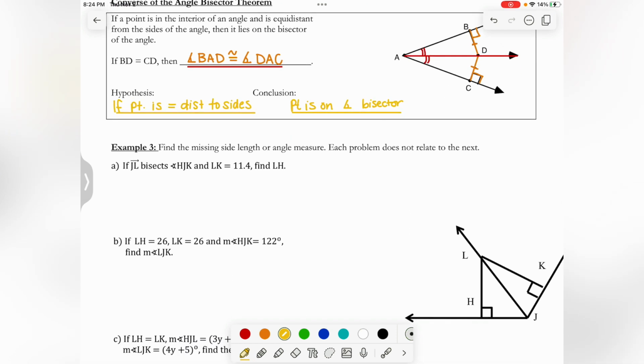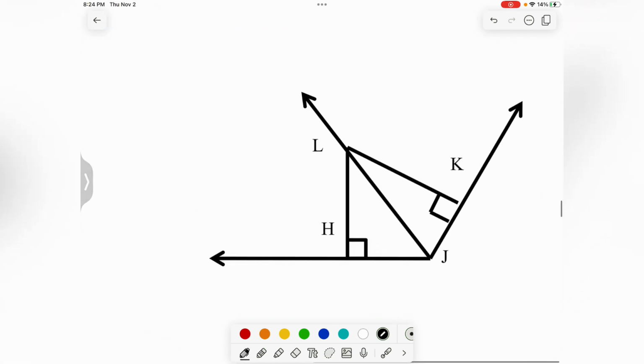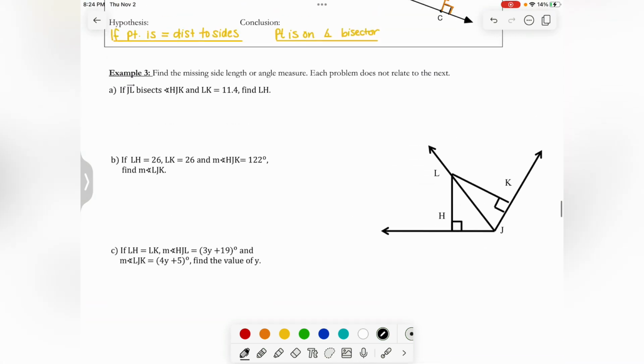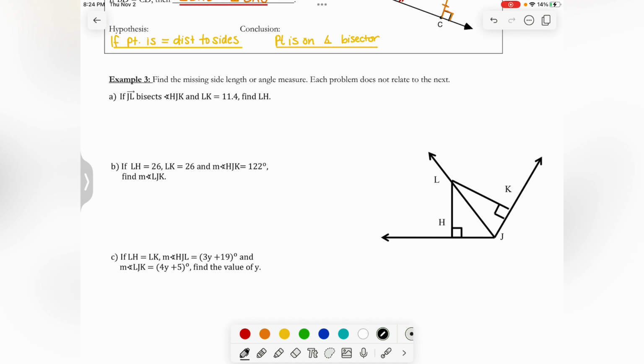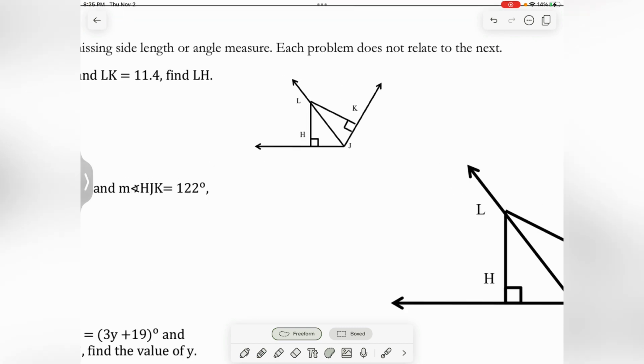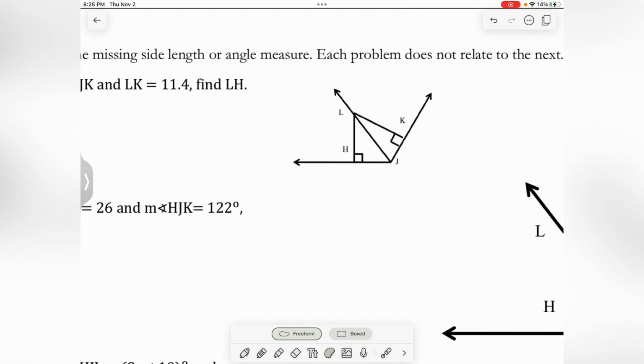So example 3 says, find the missing side length or angle measure. Each problem does not relate to the next. So we're going to use this image for all problems. You know what I'm going to do, you guys? Look at this. If you're on your iPad, you can do this too. We can copy, paste the image. I'm just going to make it smaller so we don't get confused. So for the first problem, if JL bisects angle HJK and LK is 11.4, find LH.